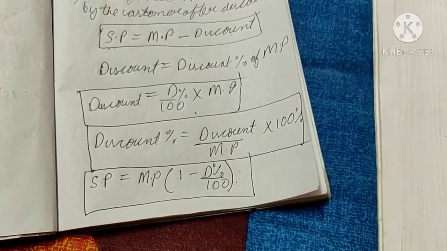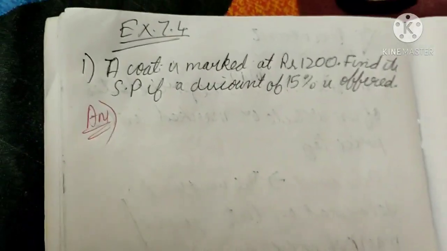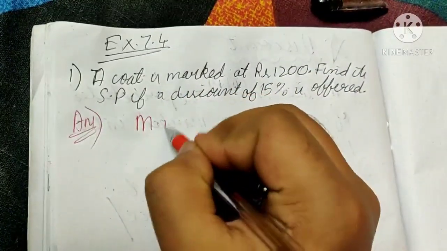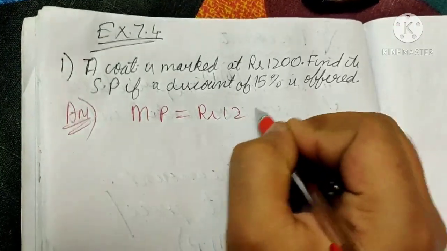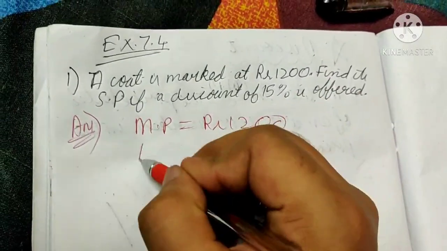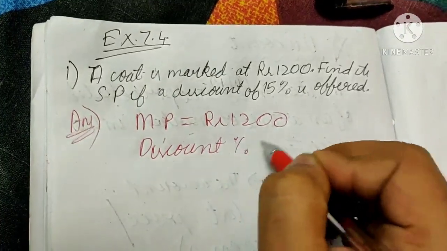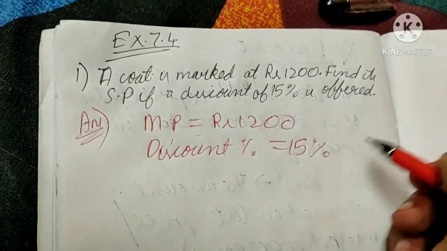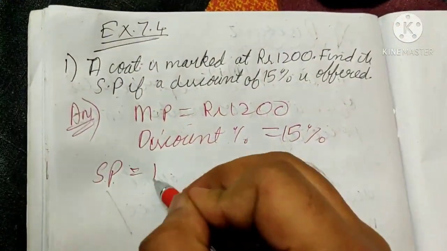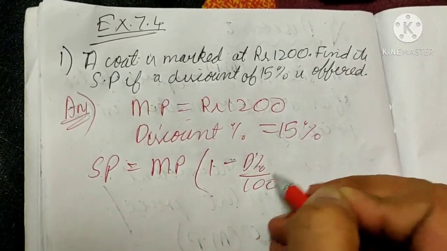So now starting with the questions, the first question here is, a coat is marked at rupees 1200. Marked means this is the marked price, rupees 1200. Find its SP. SP is not known. Discount of 15%. So discount percent is equal to 15%, and we have to find SP. The formula for SP was MP into 1 minus D percent upon 100.